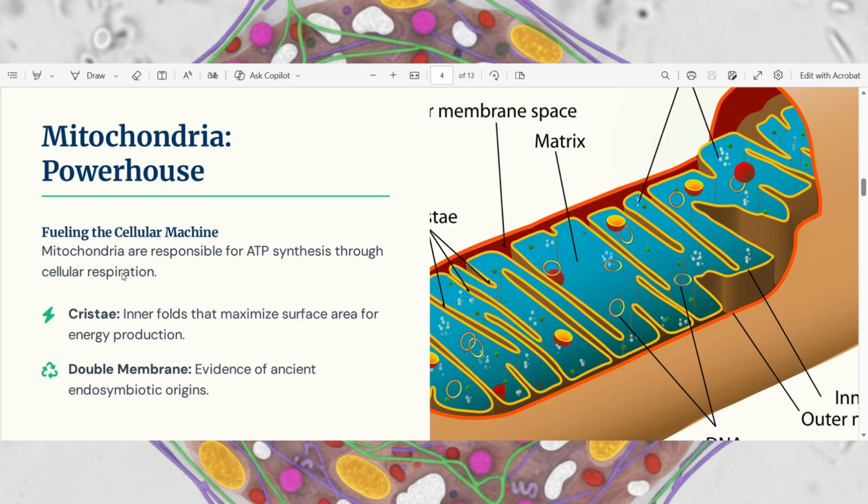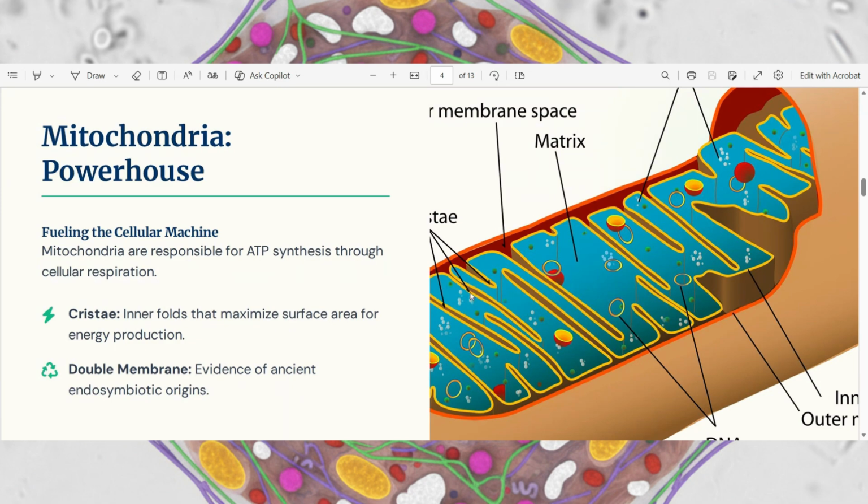Mitochondria are responsible for ATP, adenosine triphosphate, synthesis through cellular respiration. Just in case y'all didn't know, ATP basically is energy. So at the end of the day, the cells manufacture energy for us to keep us going, to keep functions flowing. The cristae are the inner folds that maximize surface area for energy production. So these are the cristae right here.